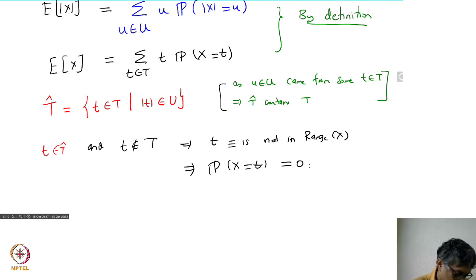So therefore, even though T hat is a little larger set, you could think of E of X as, it's okay because the probability equals 0. So I could just say this is a sum over T in T hat, T times the probability X equals T.